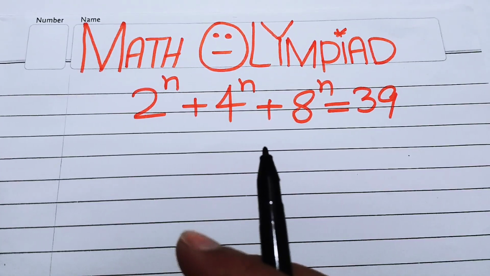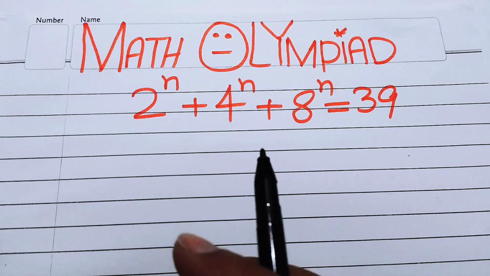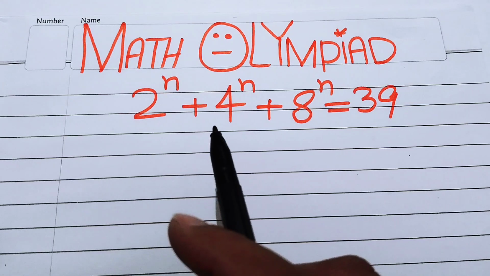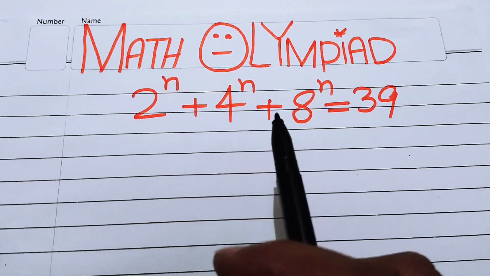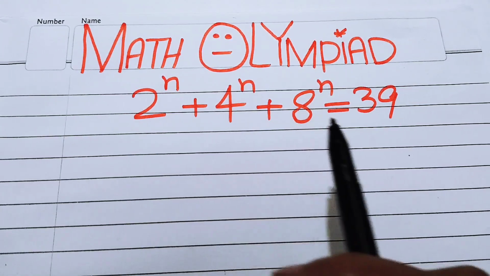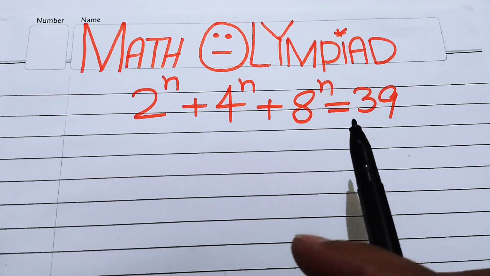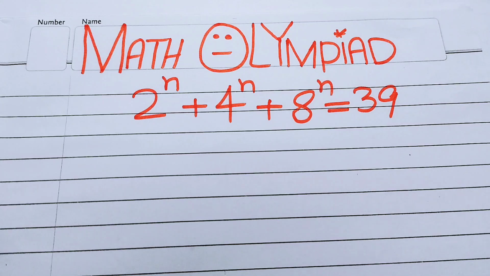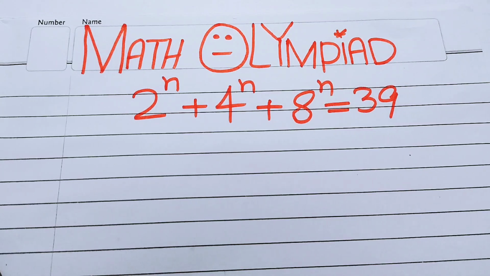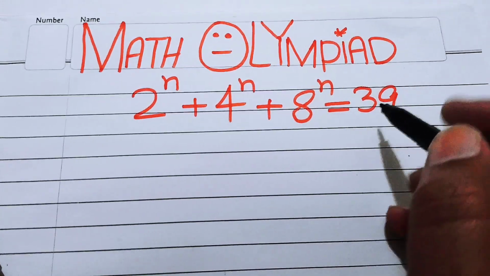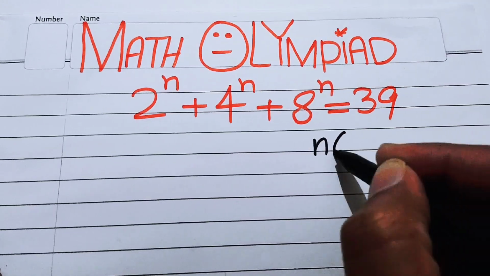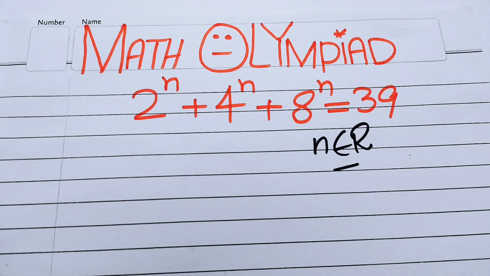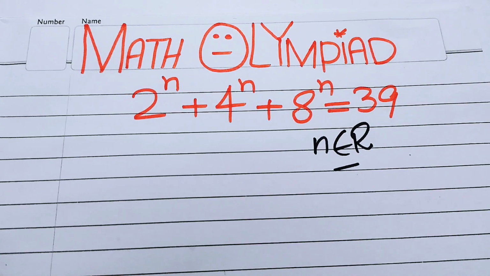In this video we are going to solve this nice algebra problem, and here we have 2 to the power of n plus 4 to the power of n plus 8 to the power of n equals 39, and we will solve this problem for the real values of n. So remember one thing, that n belongs to R. Here we solve this problem for real values only.